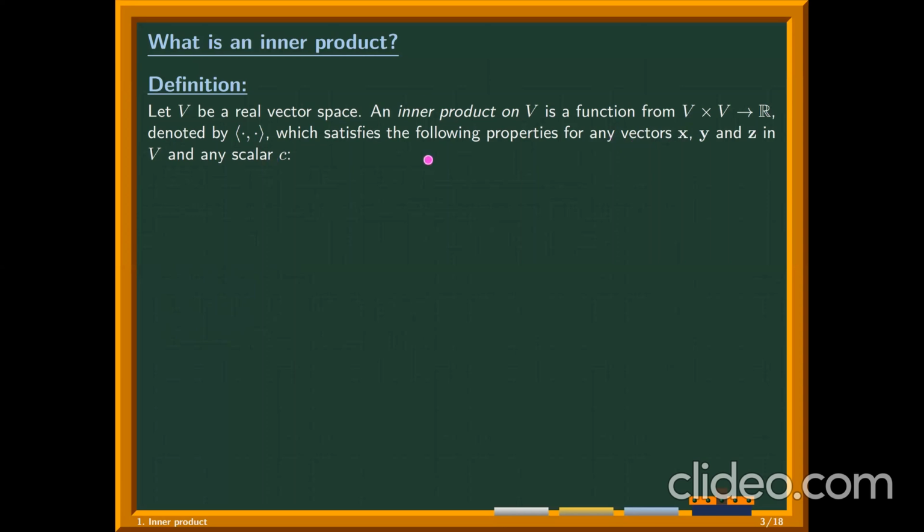And this function must satisfy the following properties for any three vectors x, y, z, and any scalar c. So first, the inner product of x with itself should be non-negative. Actually, the inner product should be a function from V cross V to the set of all non-negative real numbers. Rather, the value of the inner product of x with itself is 0 if and only if x is the 0 vector. Next, the order of the first and second components should not matter when we compute the inner product. So the inner product of x and y should be the same as the inner product of y and x.